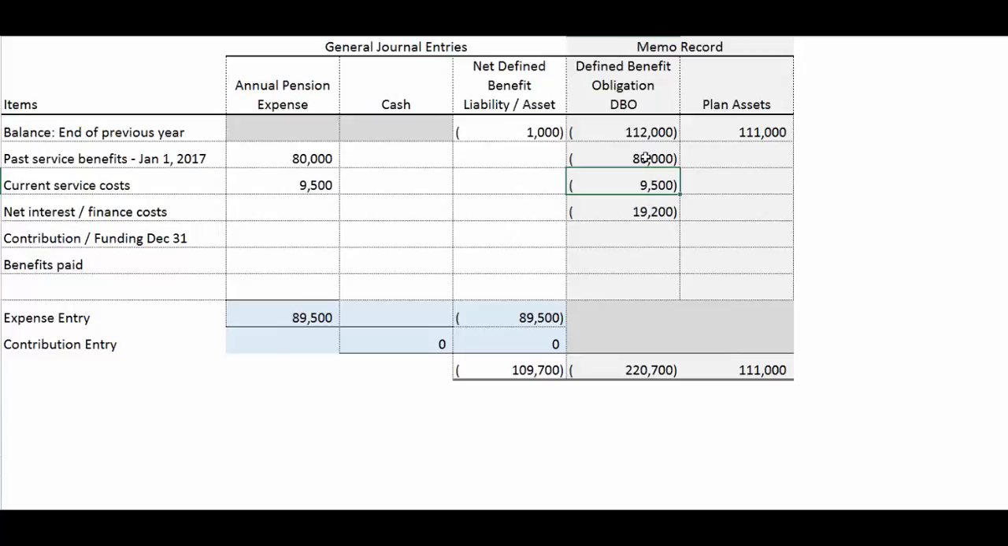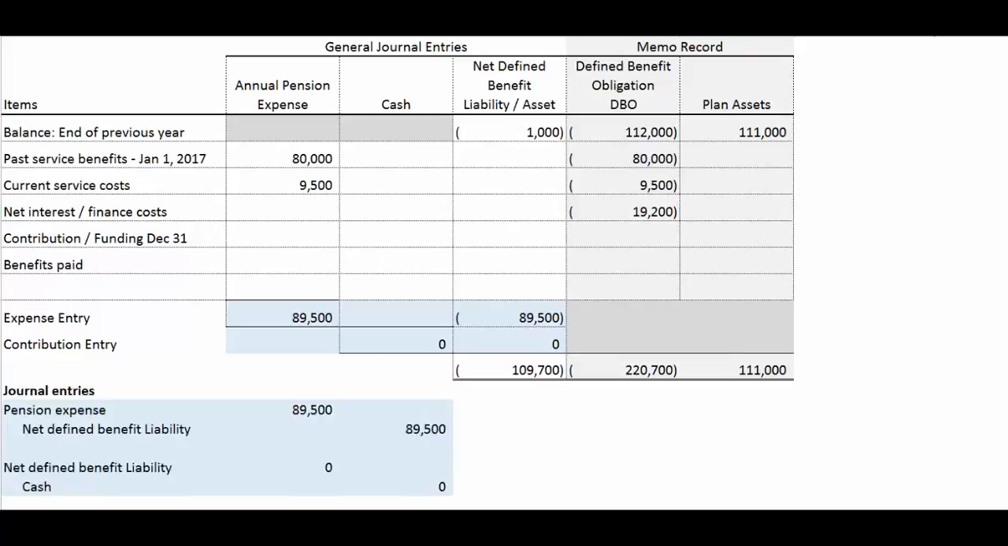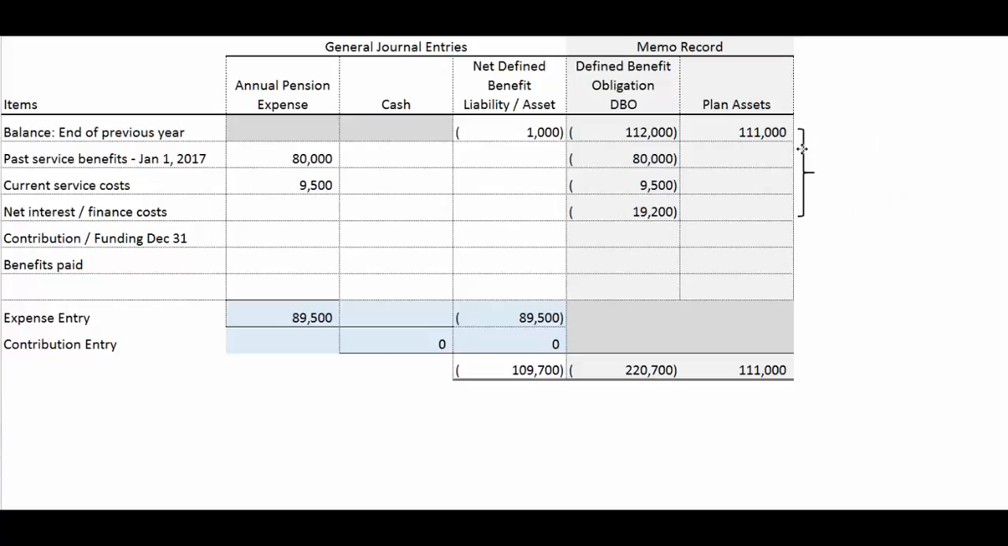Now I want you to notice that the actual earnings on the plan now are $11,100. The actual earnings are equal to the interest at 10%. So $111,100, and the actual earnings were exactly 10%. So this is still rather coincidental.